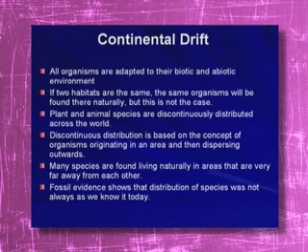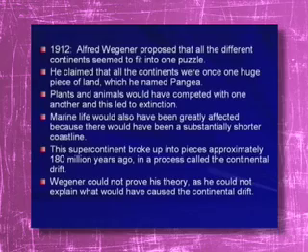Fossil evidence shows that distribution of species was not always as we know it today. Our paleontologists and our archaeologists have researched and checked, so they've come up with the fossil evidence. In 1912, we had a chap called Alfred Wegener, and he proposed that all the different continents seemed to fit into one big puzzle. We were all just one big landmass. He proclaimed that all the continents were once one huge piece of land, and this he called Pangaea. And we've got a picture for you, which will come up on a slide just now.